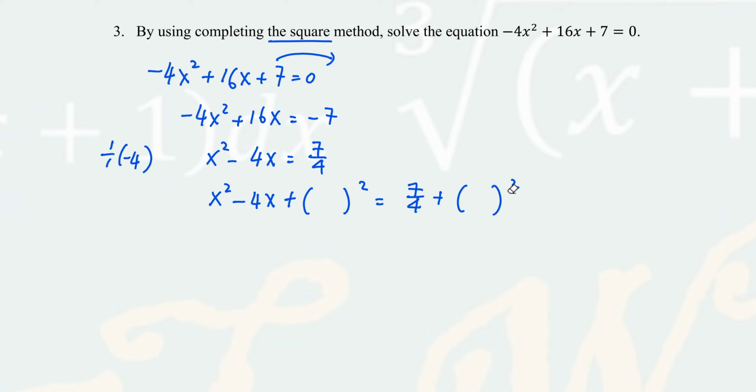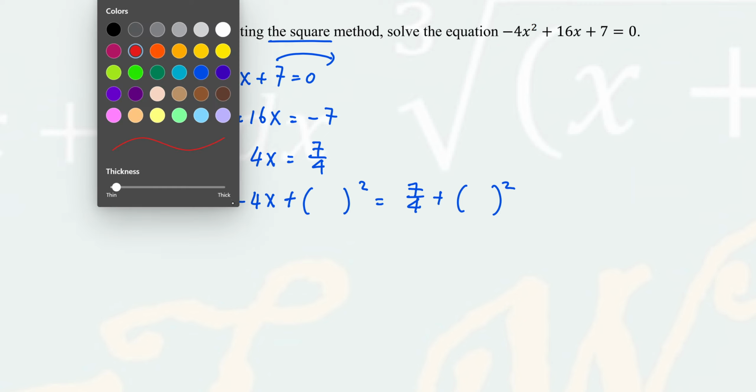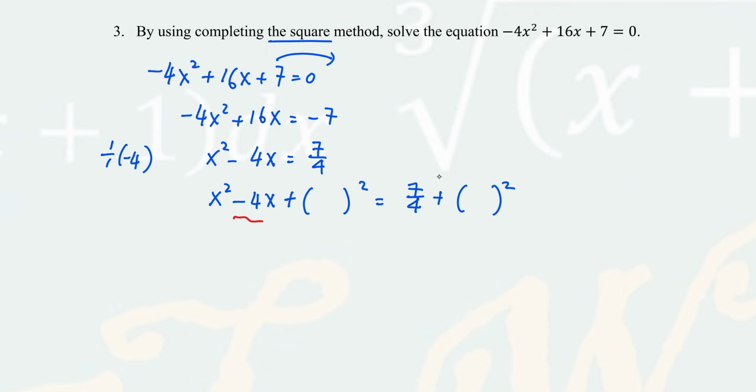Okay, so the term inside the bracket is going to be half of the coefficient for x. So from here, the coefficient for x is basically minus 4. So therefore, it will be minus 4 divided by 2. Okay, same goes to the other term on the right side. Then later on, I will just combine the first and third term on the left side, because both are with the square, and write the square outside. So the first term x, the third term on the left side is basically minus 4 over 2, which is minus 2.